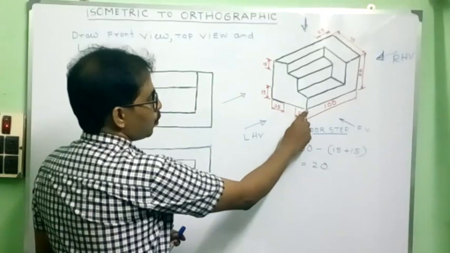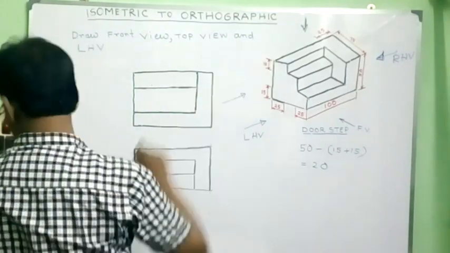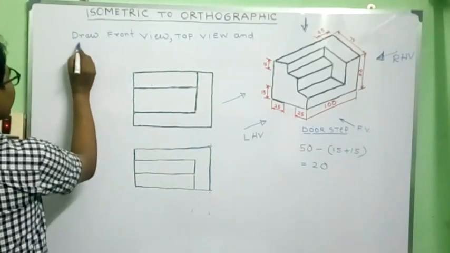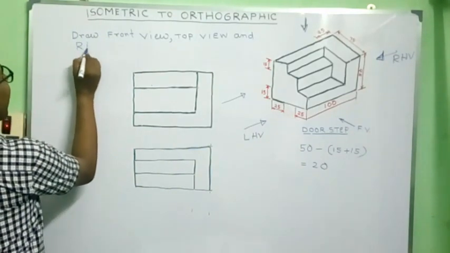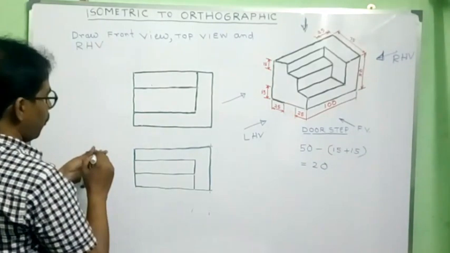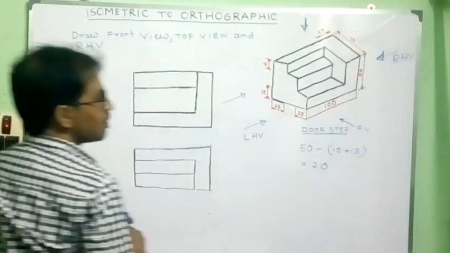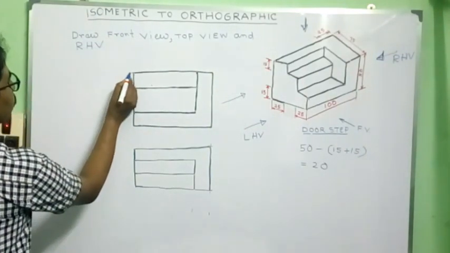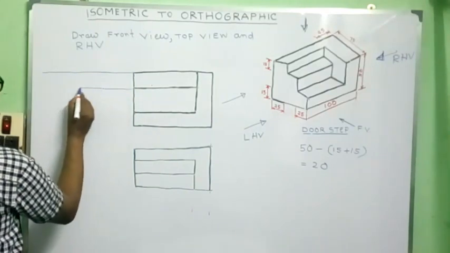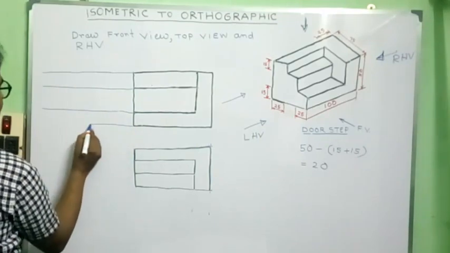This is 25. This is 75. We change our problem. Right hand view. Okay. Now we see from the right side. Draw the projection lines.